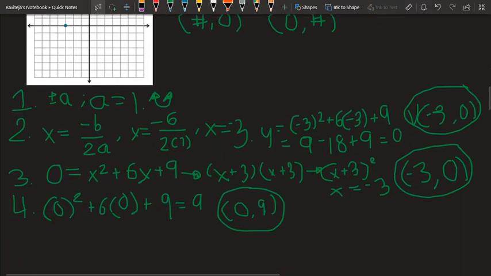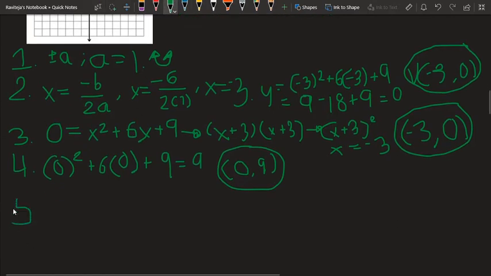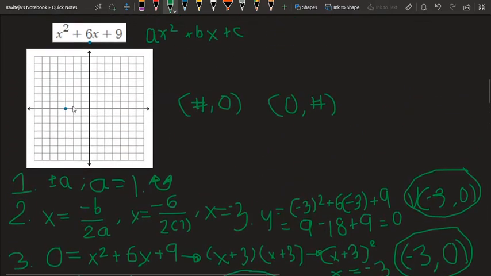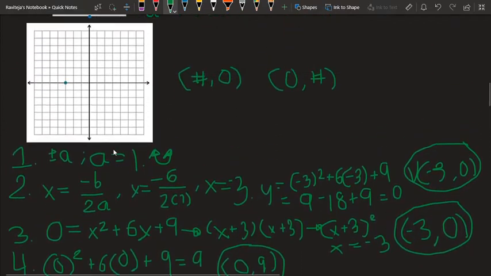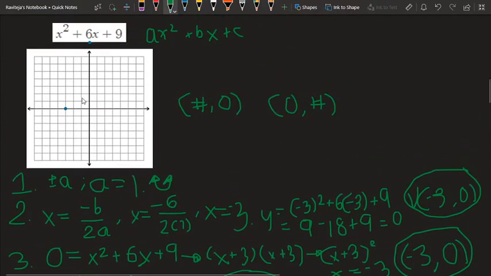Now we move on to our fifth and final step, which is to find some points on the graph. All that means is we just need to find some more points to put on the graph so we can actually sketch our graph out and finish it. Now, something important to know before you find some points on the graph is that our parabola is symmetrical. The right side of the vertex is the same as the left side of the vertex, but mirrored.